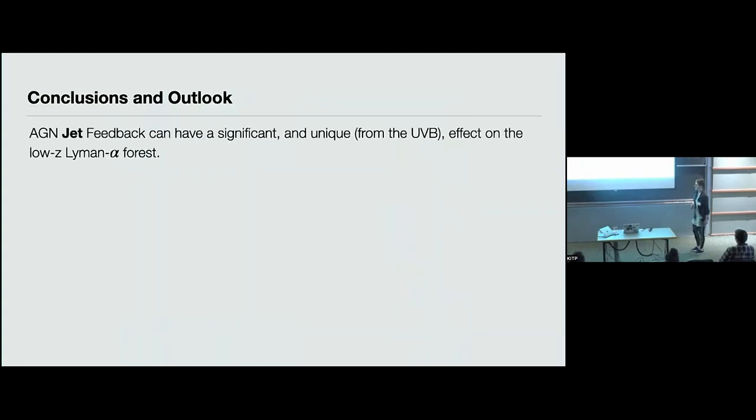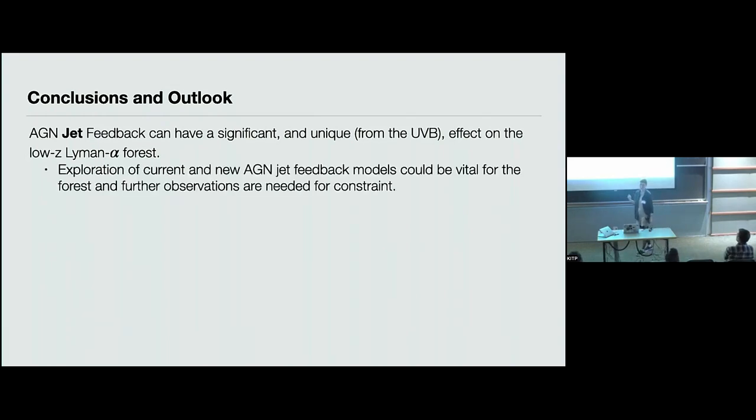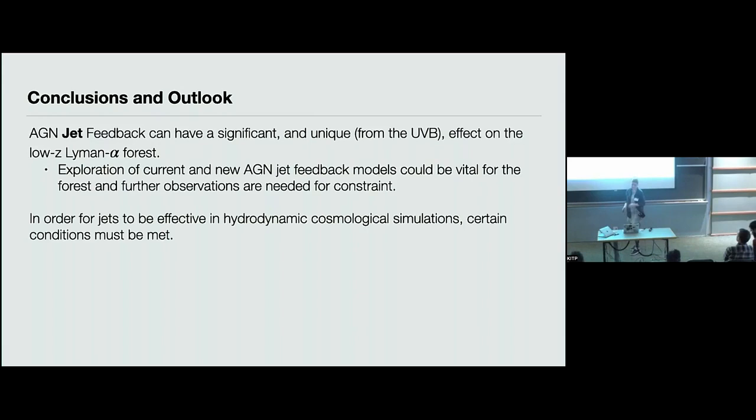So, conclusions and outlook. AGN jet feedback can have a significant effect on the low redshift Lyman alpha forest that is unique from the UVB effect. It affects the slope; the UVB cannot. So exploration of current and new AGN jet models is vital for further constraints of AGN jet feedback. And for this, we need more observational data on the low redshift Lyman alpha forest. We need new telescopes. In order for jets to be effective, specific conditions must be met: that's the decoupling and the collimation.